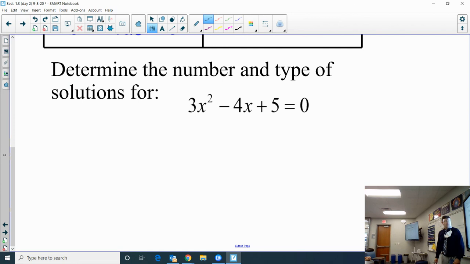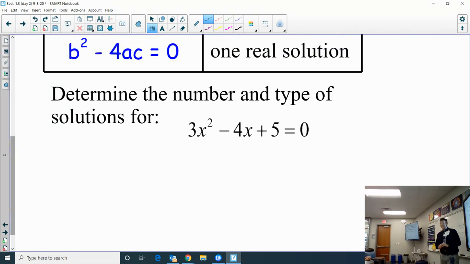You will get this every now and then, and you just have to make sure you answer it correctly. More often than not, people just go and solve it. You don't need to solve it. It just says determine the number. Are there 2 or are there 1? And type. Are they real or are they complex? From an equation, what's the only thing you need to find? Discriminant. Just find b squared minus 4ac.